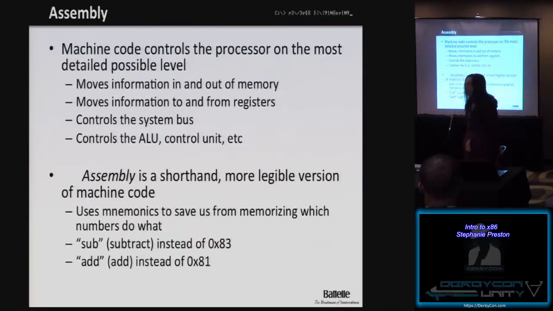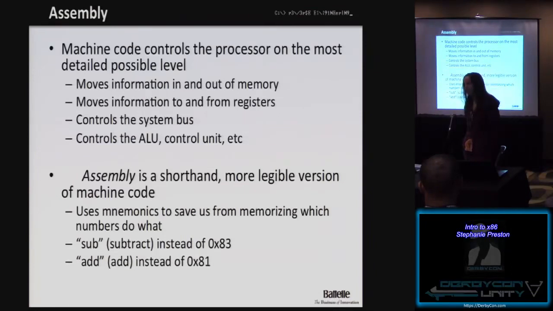So, machine code. Machine code controls the processor on the most detailed level possible. Machine code is responsible for moving information in and out of memory, which involves moving it in and out of memory to registers internal to the CPU. It controls the system bus. It's going to control your ALU and control unit.